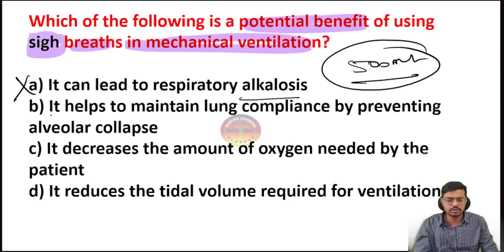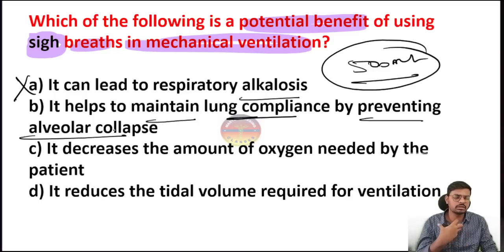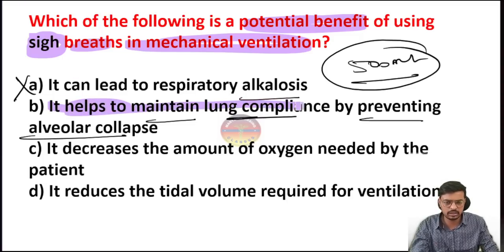Then option B. It helps to maintain the lung compliance by preventing the alveolar collapse, and by preventing the atrophy of the chest muscles also. So this is the correct answer. The Sigh helps to maintain the lung compliance and prevent alveolar collapse. So this is the correct answer.